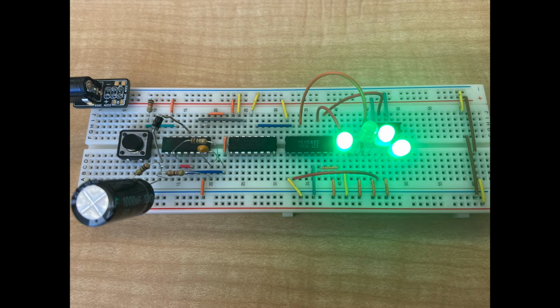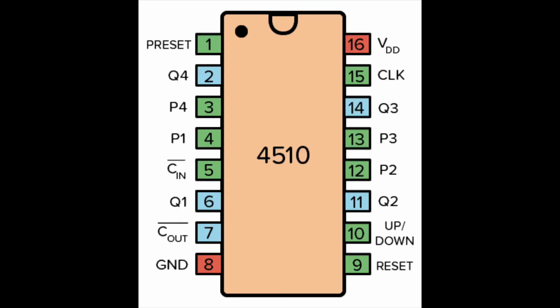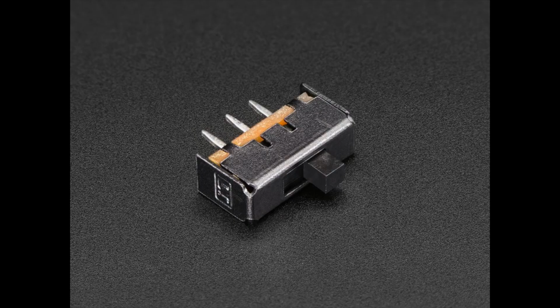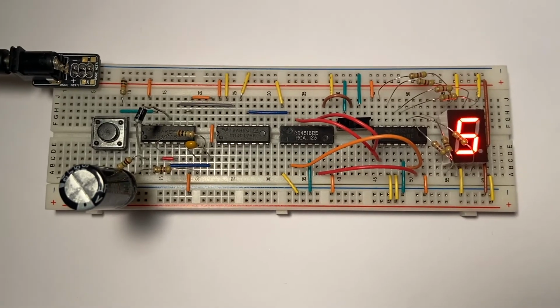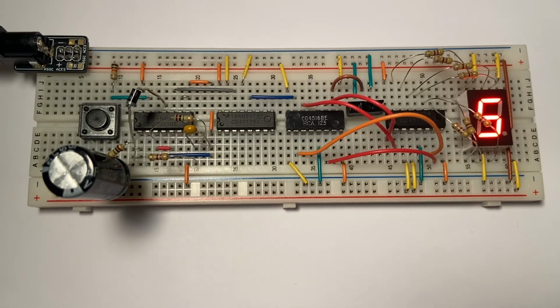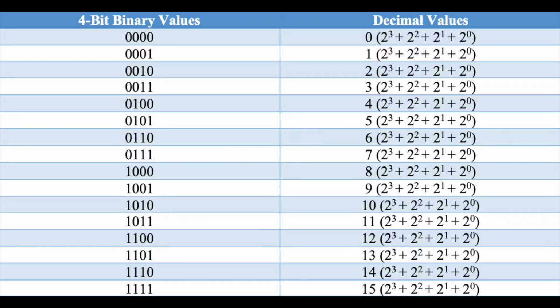Next is the decimal counting binary up-down counter. This circuit can be accomplished by using a 4510 or a 4516. This paired with a single pole double throw slide switch can cause the circuit to count backwards and forwards, both in numerical order. These are all of the 4-bit binary values used in this circuit.